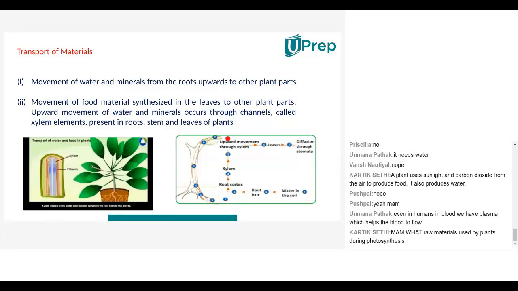How does this diffusion through stomata happen? I really want someone of you to actually answer this question. Vansh, do you want to take up this question? How does diffusion through stomata happen in the case of water in leaves?